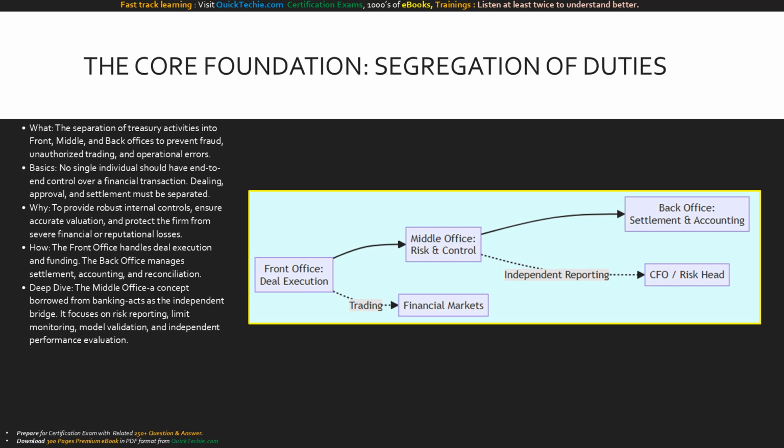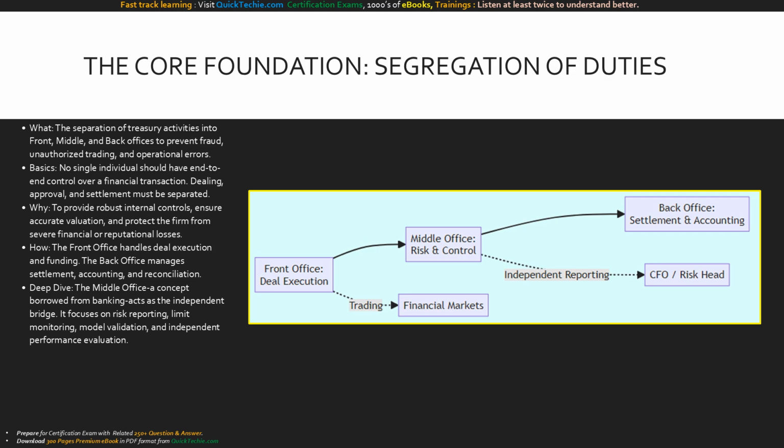Moving on to slide 2, let's explore the golden rule of organizational design in finance, the segregation of duties. What does this mean? It means dividing the treasury into front, middle, and back offices. The basic premise is that no single person should ever have end-to-end control over a transaction. Why is this so critical? Because treasury deals with massive monetary values. Without this hierarchy, organizations are highly vulnerable to fraud, unauthorized trading, and devastating operational errors.